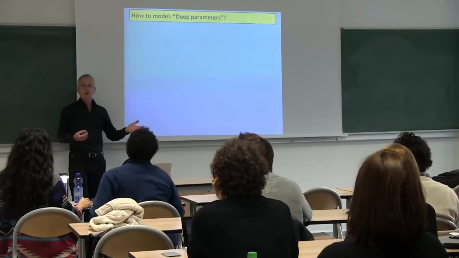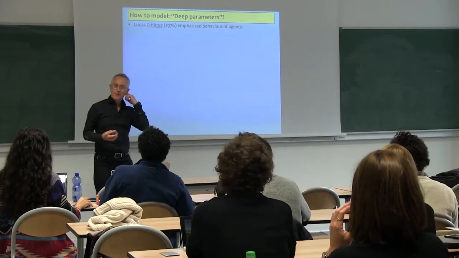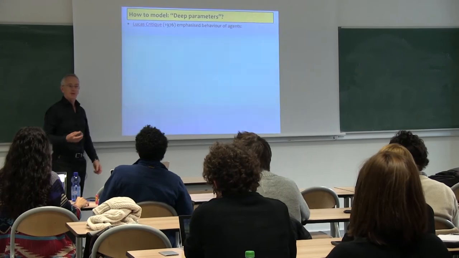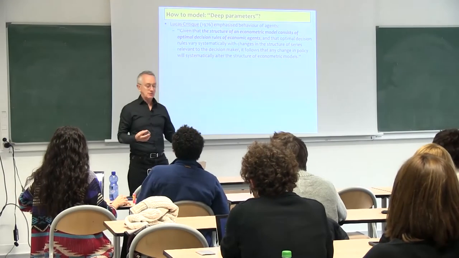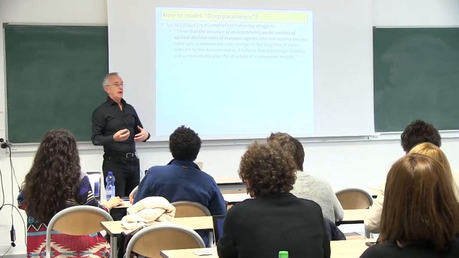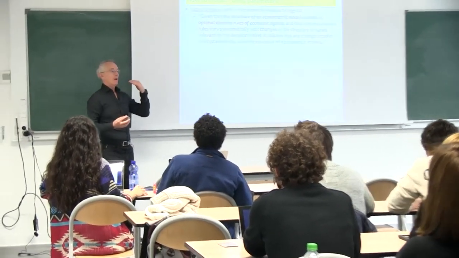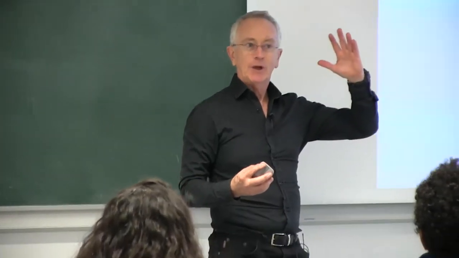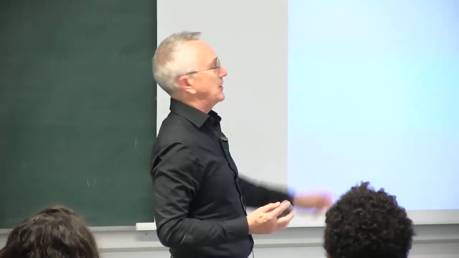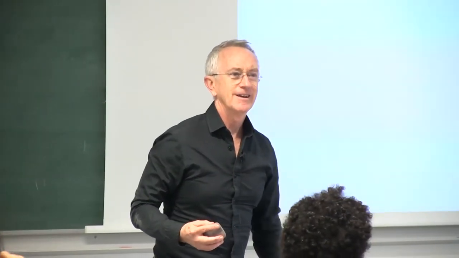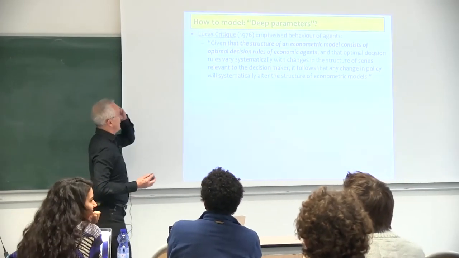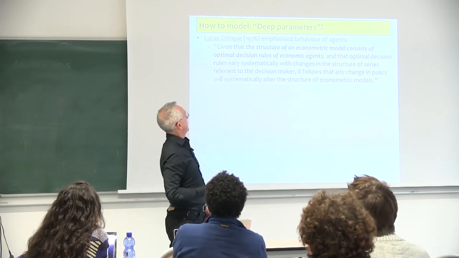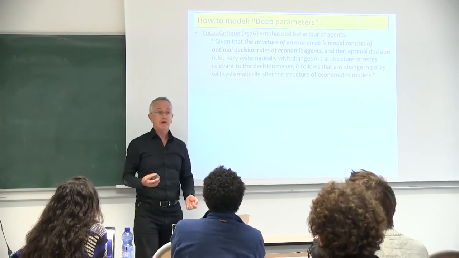You're all doing the EPOG program, so I know you're more critical of mainstream economics than most students would be, but the mainstream has been dominated by this idea of the Lucas critique, which argues that we really need to build models straight from microeconomics up. The essential thing they say is, can you read that at the back? Yes. Barely? Good vision. Okay, good. They say the structure of an econometric model consists of the optimal decision rules of agents.